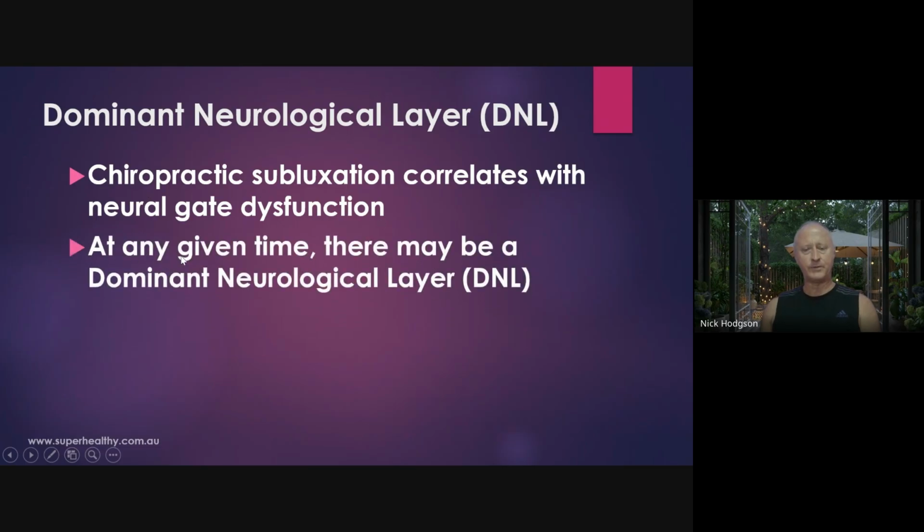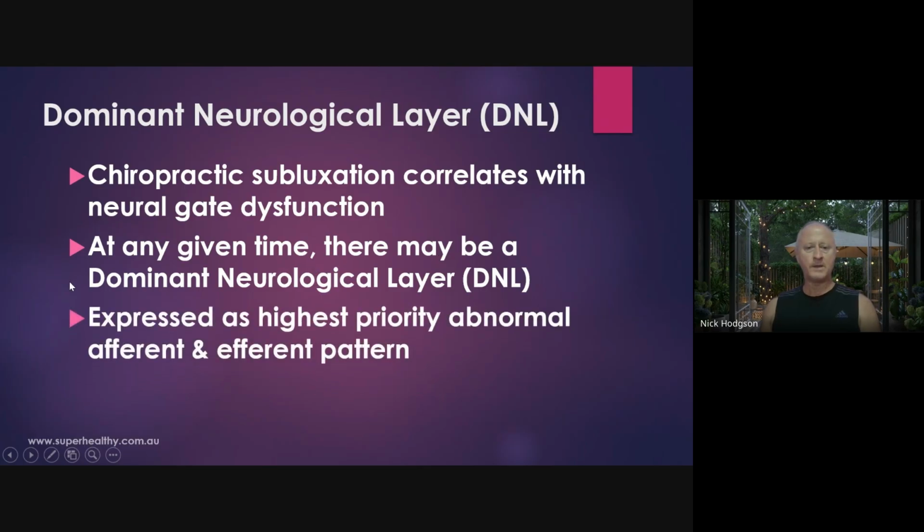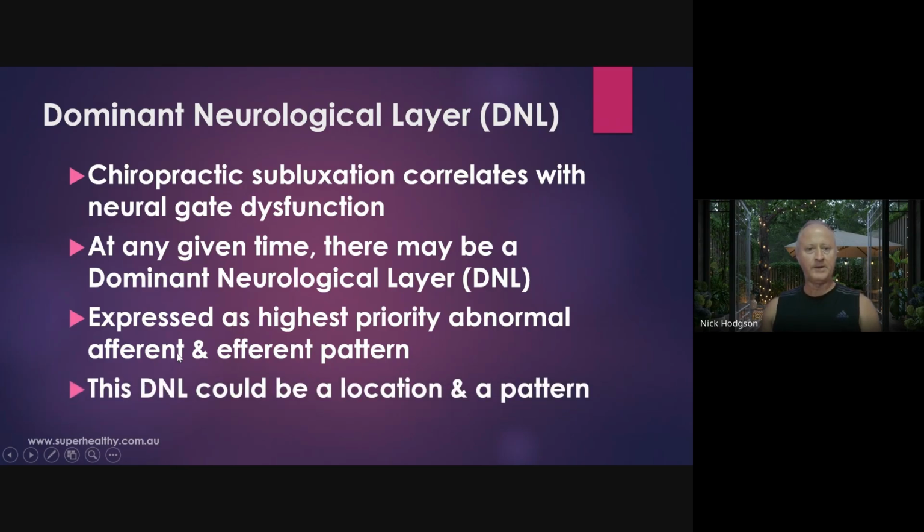So here's what we're thinking about. At any given time, there may be a dominant neurological layer. There's something that's predominating in the nervous system. So this is expressed as the highest priority, abnormal, afferent, and efferent pattern. What you're feeling and what your body's doing is a result of this prioritization system. So this dominant neurological layer could be a location or it could be a pattern.